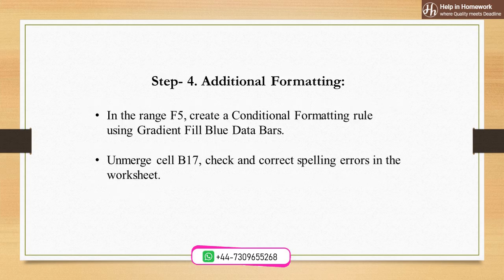Step 4. Additional formatting. In the range F5, create a conditional formatting rule using gradient fill blue data bars. Unmerge cell B17, and check and correct spelling errors in the worksheet.